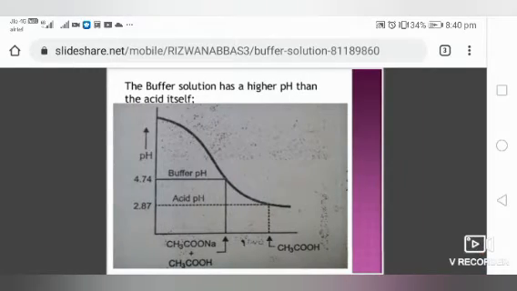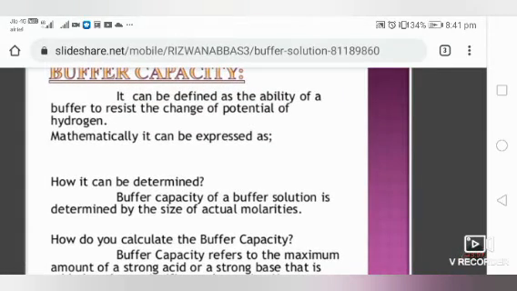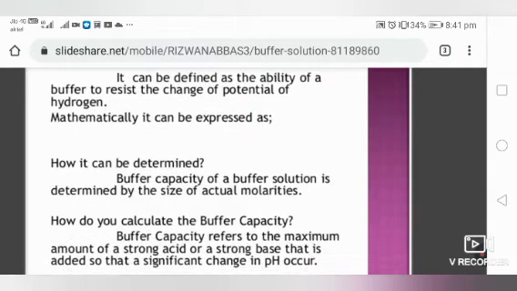Then we studied buffer capacity. It can be defined as the ability of a buffer to resist the change of potential of hydrogen. मतलब ये वो ability है बफर की जिसमें ये हाइड्रोजन के पोटेंशियल को चेंज होने से बचाता है. अगर हाइड्रोजन का पोटेंशियल चेंज नहीं हुआ तो इसका मतलब pH भी चेंज नहीं होगा, अगर pH चेंज नहीं हुआ तो इसका मतलब है कि सोल्यूशन का pH हमेशा सेम रहेगा.